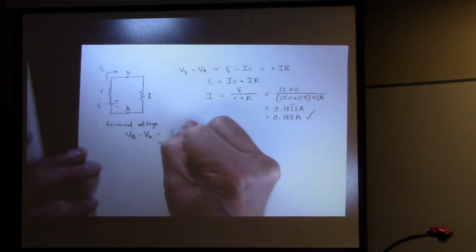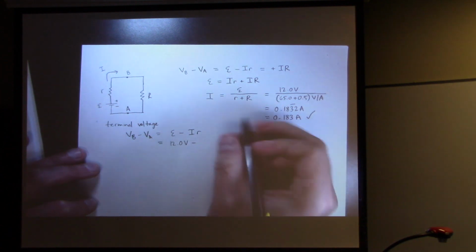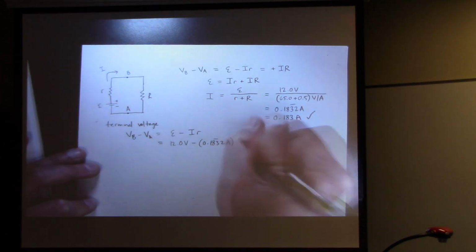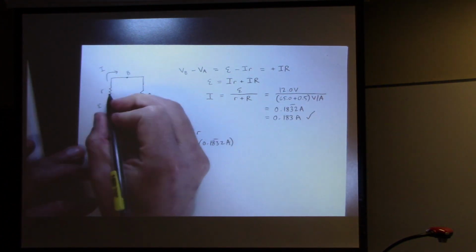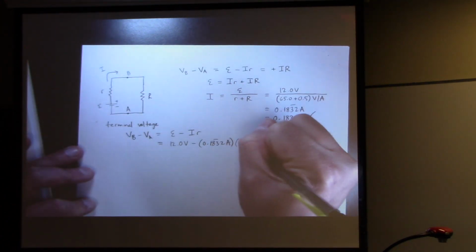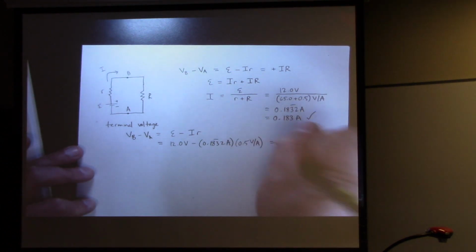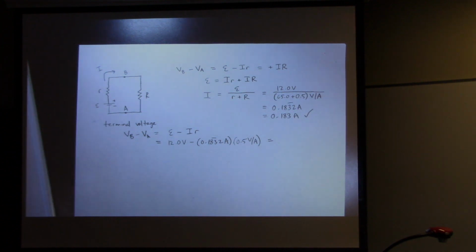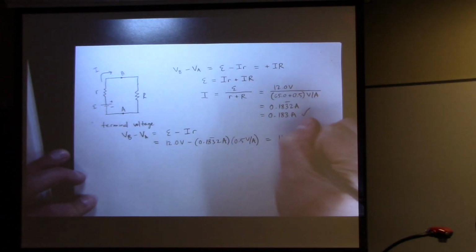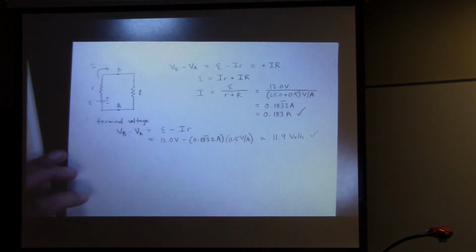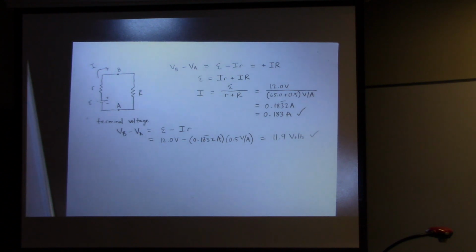So we have 12.0 volts minus the current we just calculated, 0.1832 amps, times the resistance shown here, which is 0.5 ohms, or volts per amp. So we're going to get some amount of volts here, and it turns out to be, rounding to the right number of sig figs, 11.9 volts. So a slightly smaller terminal voltage when we have current flowing. You can guess that if there's even more current flowing than that, then we have an even smaller terminal voltage.